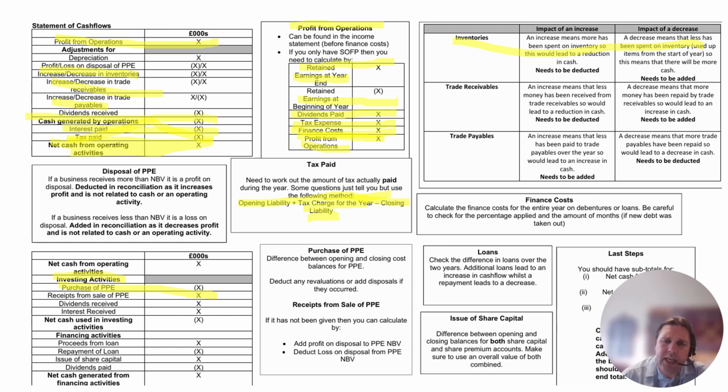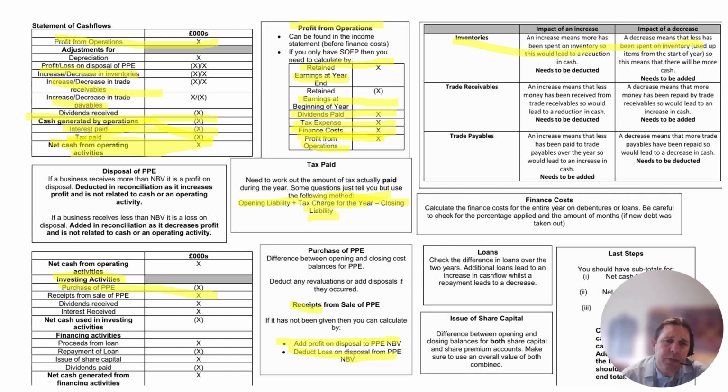Receipts from sale of PPE. So like we said earlier, profit, loss and disposal needs to go here, but we need to look at the receipts, so the proceeds. How much money do we actually make from it, not whether we made a profit or loss. So if we've made a profit on disposal, that means we have raised more than the net book value. We add that onto the net book value. That's how much money we received. And if we made a loss, we would deduct it because we've got less money than we thought.